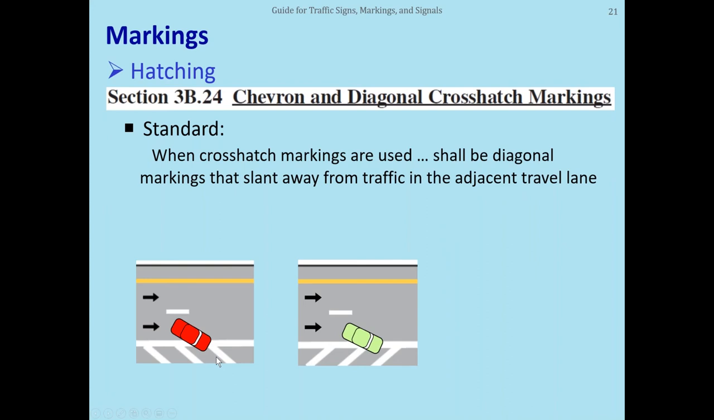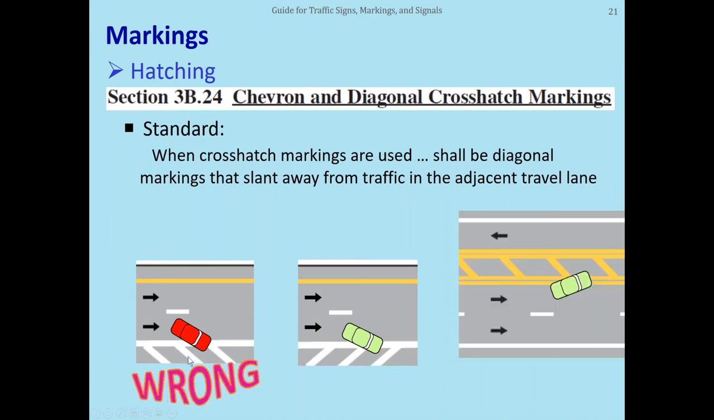Diagonal crosshatching. Which is correct? Orienting the lines in this direction or orienting the crosshatch lines in that pattern? Well, this is wrong. If your diagonal hatching lines look like an invitation for narrow angle parking, then you have them in the wrong orientation. The diagonal lines should be oriented so that it creates somewhat of the visualization of a barrier to going across them.